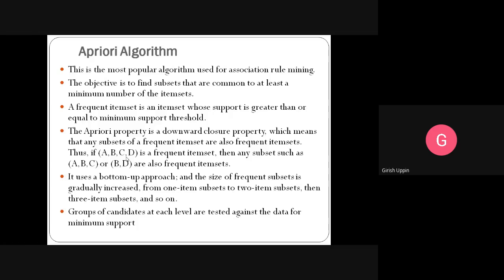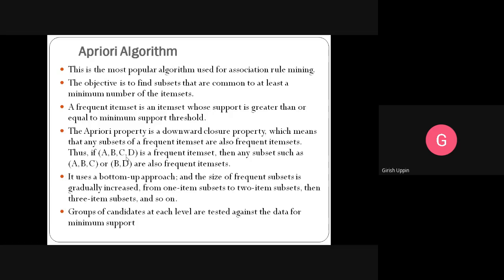It uses a bottom up approach. So you can see we start from the bottom and we go to the highest level of the frequent item set. The size of the frequent subset is gradually increased from one item subsets to two item subsets, then three items, and so on. So initially we begin with one item, then we add two items. We will see the example. In the example, it is very clear.